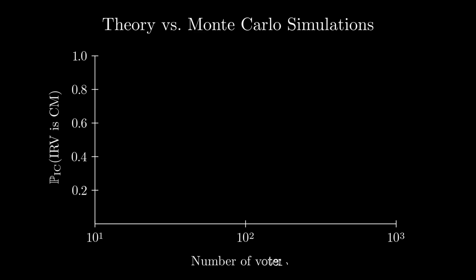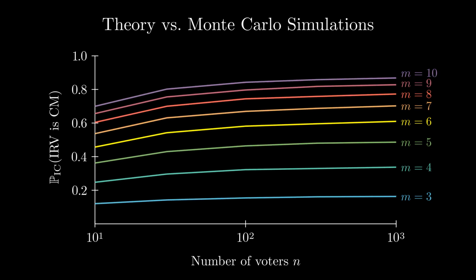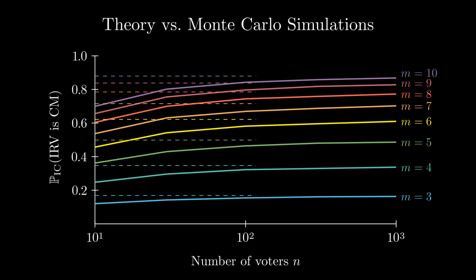Finally, we sanity check our theoretical results against Monte Carlo simulations. On the x-axis, the number of voters in log scale. On the y-axis, the probability that IRV is coalitionally manipulable. Each solid curve shows, for a given number of candidates M, the probability that IRV is coalitionally manipulable, estimated by Monte Carlo simulation. The dashed lines show our theoretical limits as the number of voters tends to infinity. The simulated curves match the predicted limits closely, confirming our results.